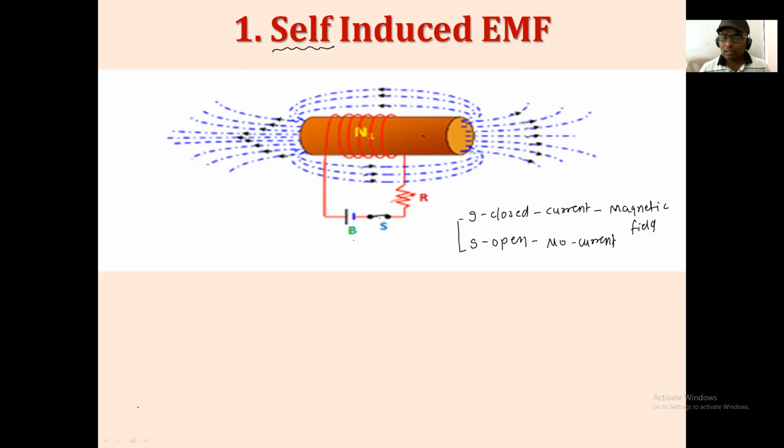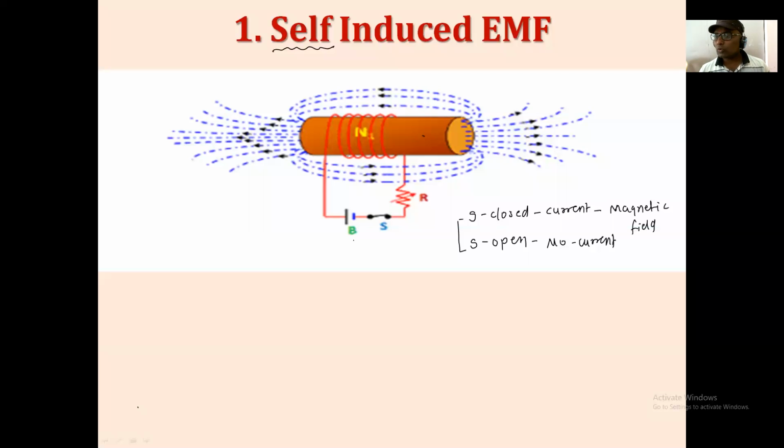It means that the current flowing through this wire or the solenoid is changing continuously. If the current through the solenoid is changing continuously, definitely it will create a change in magnetic field around the solenoid. Do you agree with me? Yes, sir. And that change in magnetic field will also link with that same coil.